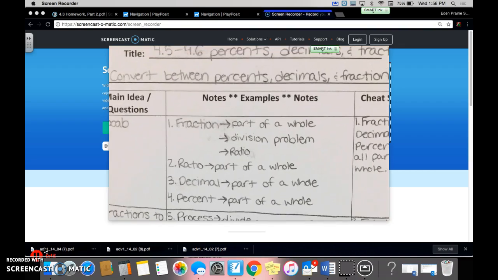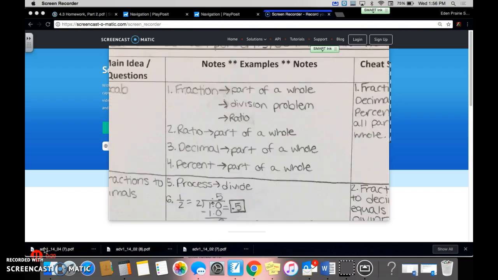Perfect. So looking at our vocab, are any of those vocab words new to you? No. Have you ever not heard of a fraction, a ratio, a decimal, or a percent? You've all heard of them? Yes. Remember, I want answers together? Okay, cool. So, Ayana, let's skip over vocab and let's go to number 2.